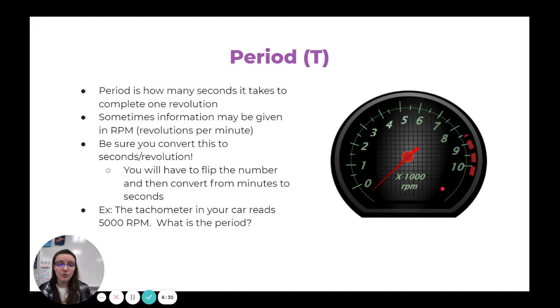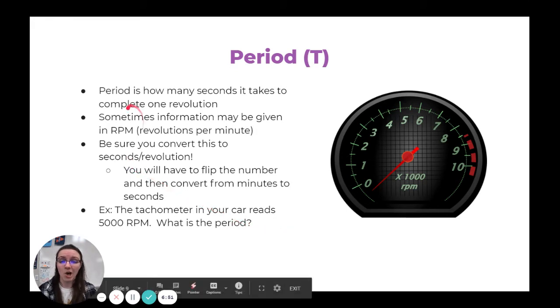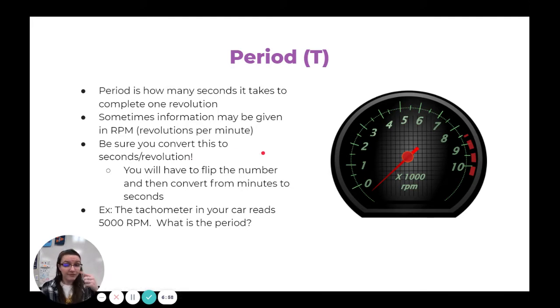Sometimes this is given to you in revolutions per minute, or RPM. That is what the tachometer on your car shows, revolutions per minute. This is something that we would need to convert to seconds per revolution. When we're working with period, we want it to be in seconds per revolution. So to get RPM to seconds per revolution, first we're going to flip the number upside down, and then we would just convert from minutes to seconds.